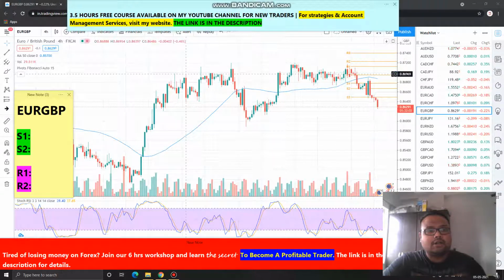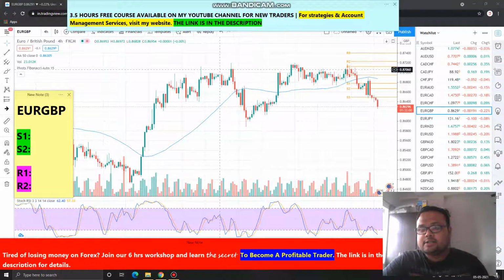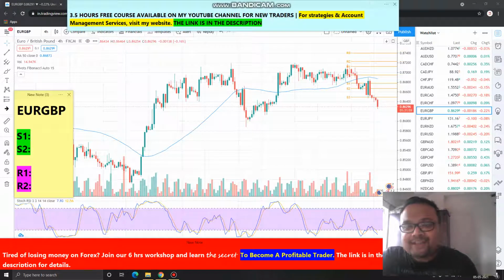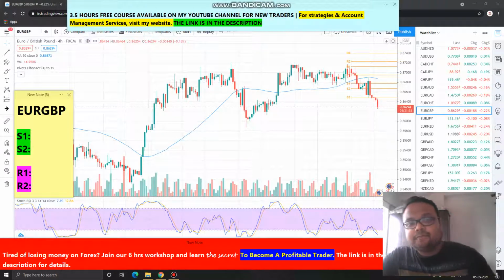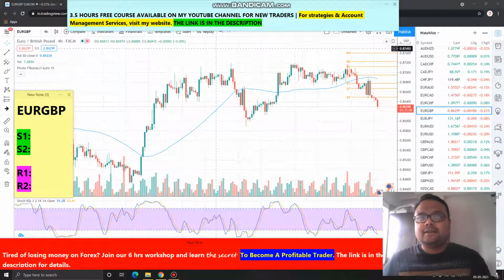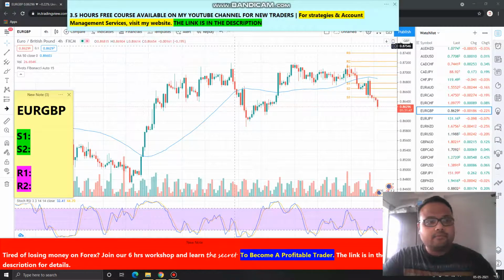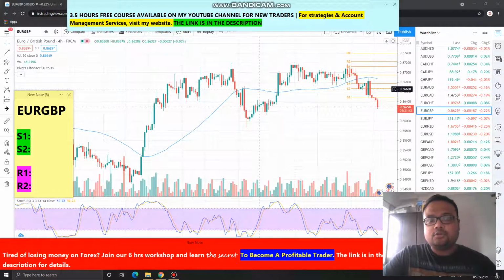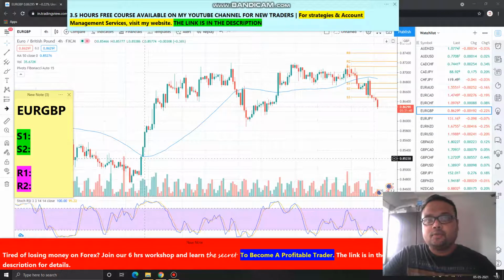So this is the chart of Euro GBP, and as you can see on the screen, I am using the 4 hours time frame, one of the most beloved time frames in the Forex market. Even I do love the 4 hours time frame because of the stability, and I'm much more accustomed to it.